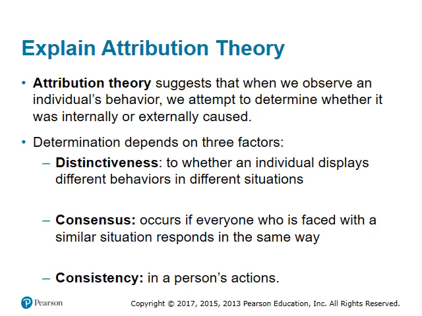Attribution theory suggests that when we observe an individual's behavior, we attempt to determine whether it was internally or externally caused. That determination depends largely on three factors: distinctiveness, consensus, and consistency. Distinctiveness involves comparing a person's behavior on one task with the behavior on other tasks. It looks at whether an individual displays different behaviors in different situations.